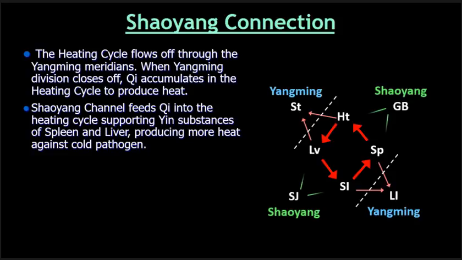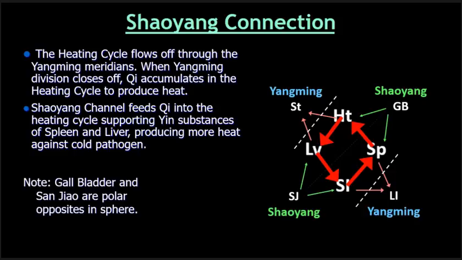This is the Shaoyang, and it will feed into this heating cycle. So as Yangming closes off, the Shaoyang division of gallbladder and sanjiao are still feeding qi into the heating cycle. And this produces more heat against the cold pathogen. You'll see it produce heat there. And this will keep the liver and spleen from being consumed by the fire and the heat of the heart and the small intestine when you get the support from the Shaoyang division of gallbladder and sanjiao. Now, we'll just note that the gallbladder and the sanjiao are polar opposites in the sphere, just like the stomach and large intestine are polar opposites.